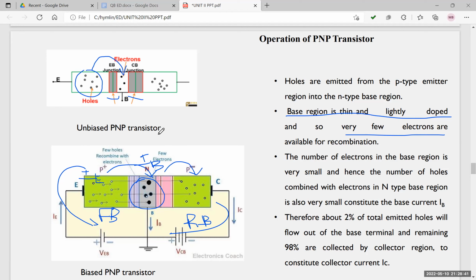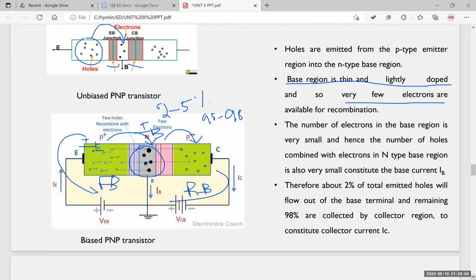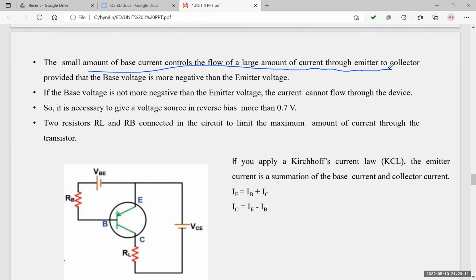And that means, as in the previous case we discussed, only about 2 percent will be lost in the base, and the remaining 98 percent will be collected in the collector. Okay, so the base current is IB and the collector current is IC. IB controls the current from the emitter to the collector.